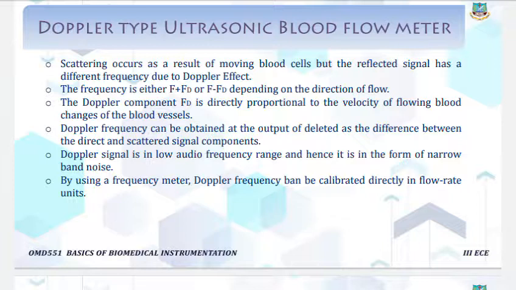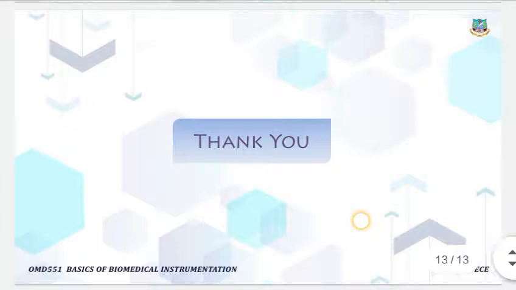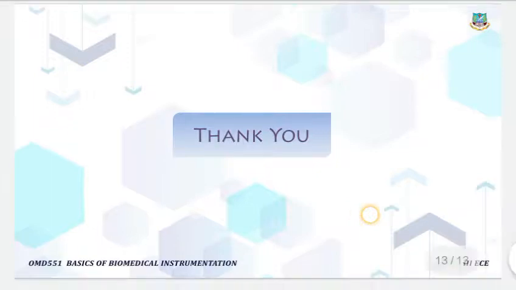Hope you all understand these types of blood flow meter, that is the electromagnetic blood flow meter, then the ultrasonic blood flow meter. The ultrasonic blood flow meter is of two types, transit time as well as Doppler type. Okay, hope you all understand.